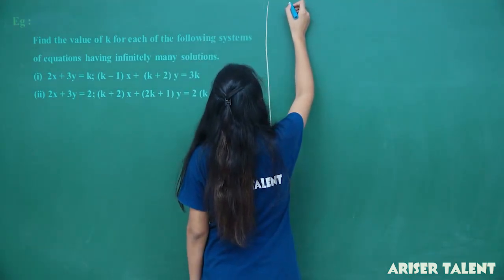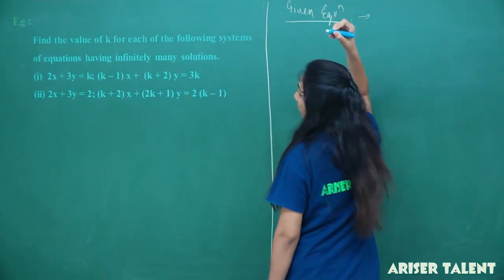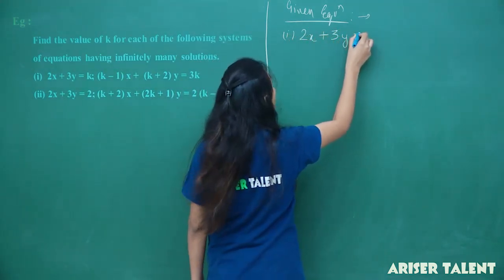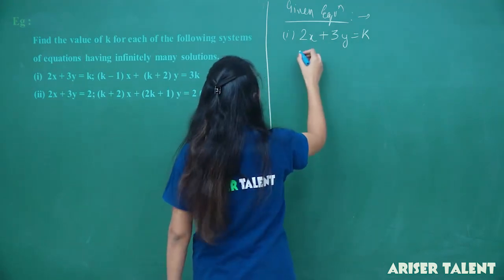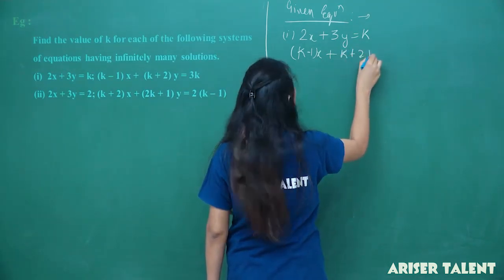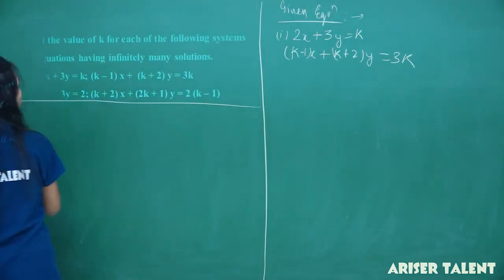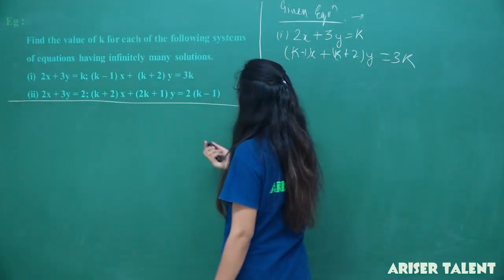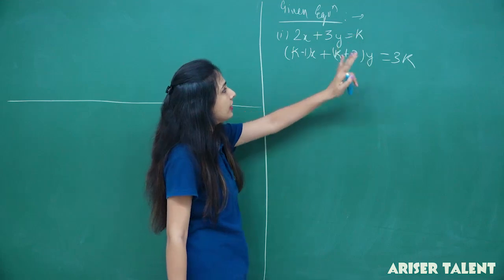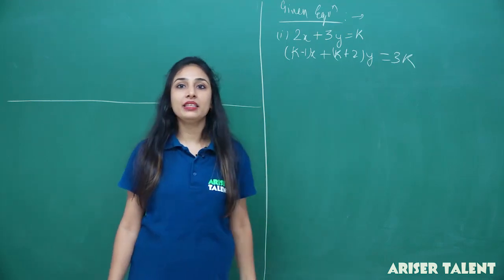Here I have the given equations. The first equation is 2x plus 3y equals k, and the second is (k plus 1)x plus (k plus 2)y equals 3k. Okay, right. So this is our given system. The first equation is here, the second equation is here. Now these equations should have infinitely many solutions.